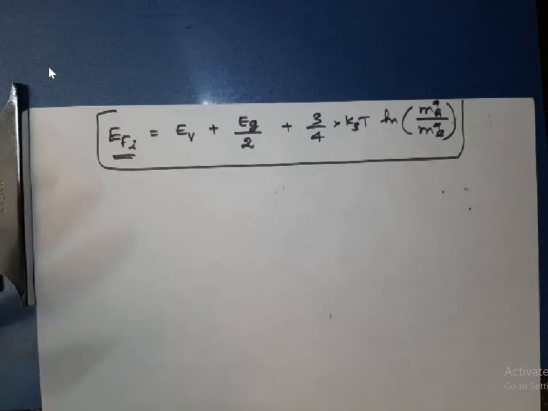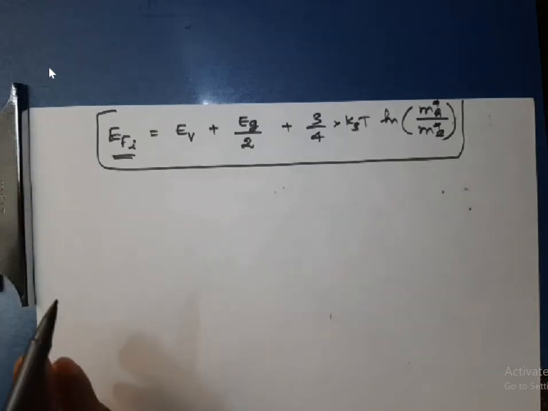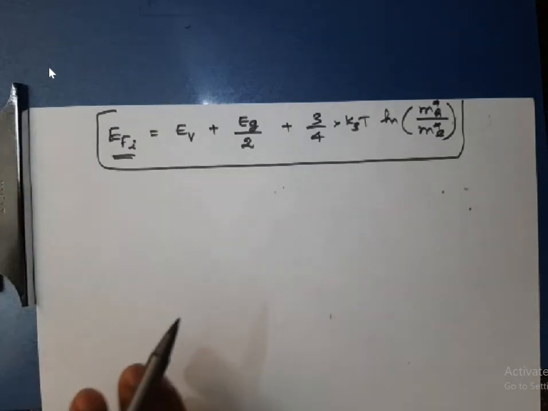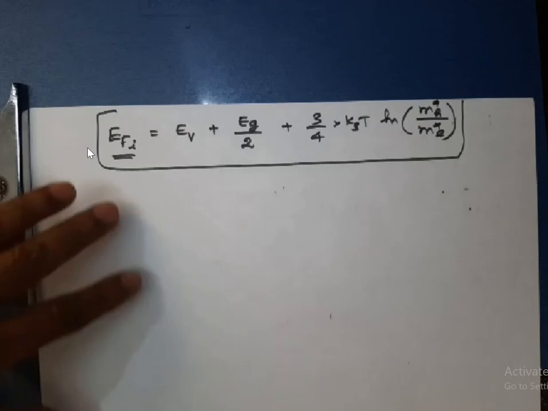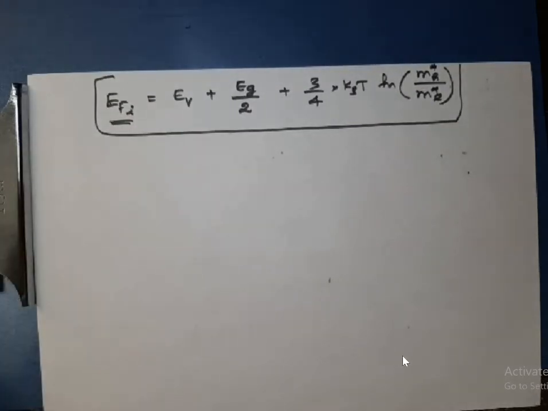So we have discussed how to calculate the intrinsic concentration, and we have also discussed how to calculate the intrinsic Fermi energy for a material. I stop here. We'll continue with semiconductor materials and other properties in the next class. Thank you for listening.